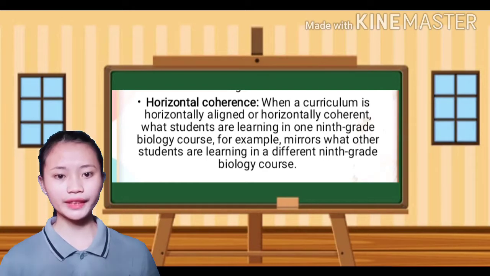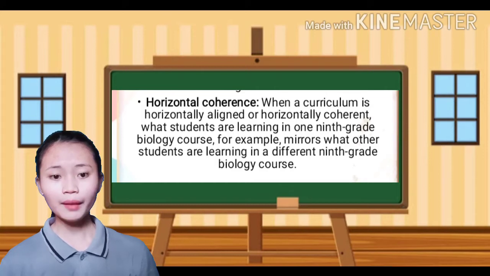When a curriculum is horizontally aligned or horizontally coherent, what students are learning in one 9th grade biology course, for example, mirrors what other students are learning in a different 9th grade biology course. Curriculum mapping aims to ensure that the assessments, tests, and other methods teachers use to evaluate learning achievement and progress are based on what has actually been taught to students and on the learning standards that the students are expected to meet in a particular course, subject area, or grade level.